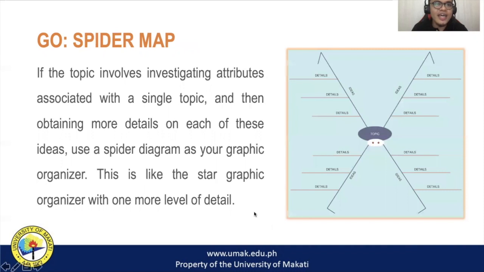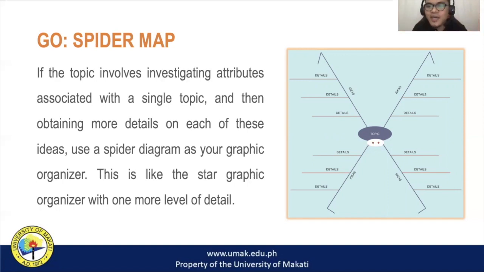Okay, so let's have the spider map. Very pretty picture. If the topic involves investigating attributes associated with a single topic and then obtaining more details on each of these ideas, use a spider diagram as your graphic organizer. This is like the star graphic organizer, with one more level of detail. So I think the explanation is very simple.